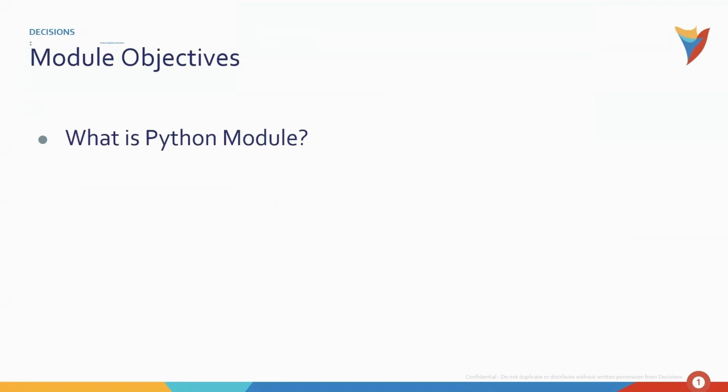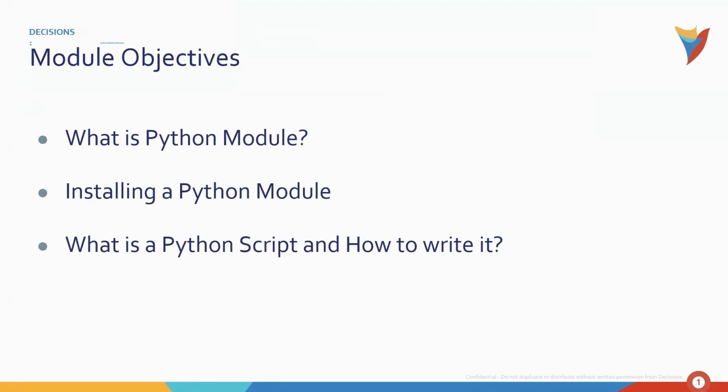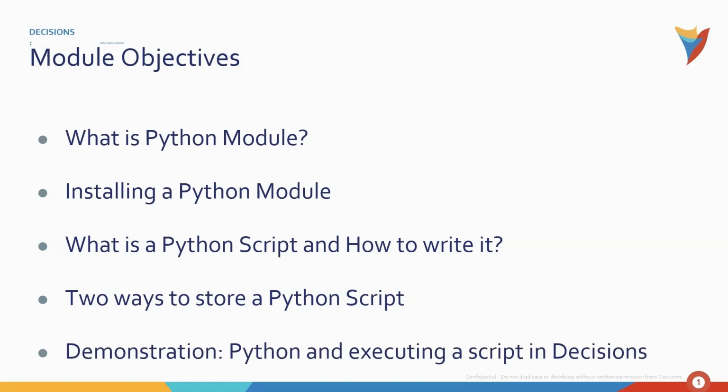In this video, we will cover the following topics. What is a Python module? How to install a Python module along with a demonstration? What is a Python script and how to write one? Two methods for accessing a Python script in the Decisions environment: one, from the server; two, from the Decisions environment. Additionally, we will demonstrate how to use the steps of a Python script.